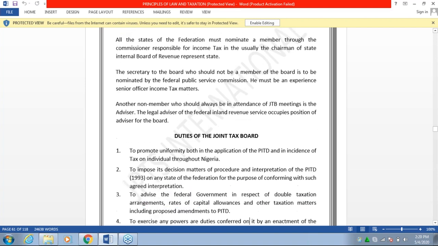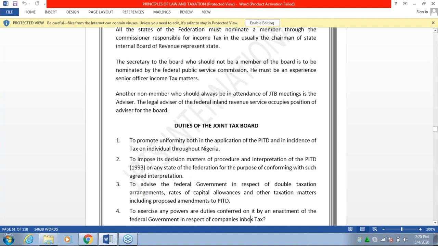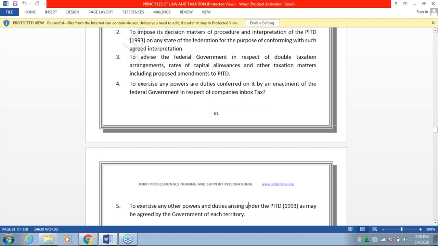Now, what are their duties? The duties of this board: yes, they are there to promote uniformity in the application of the tax decree and the incidence of tax on individuals throughout Nigeria, or throughout the country, and at the same time, to impose its decisions on the matter.